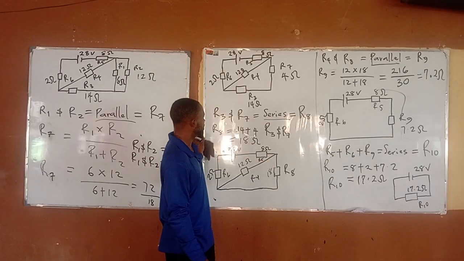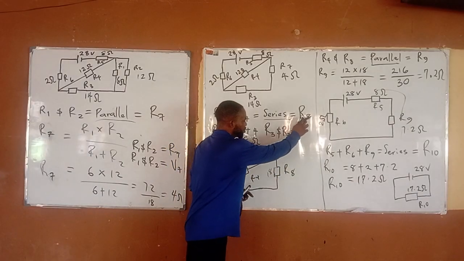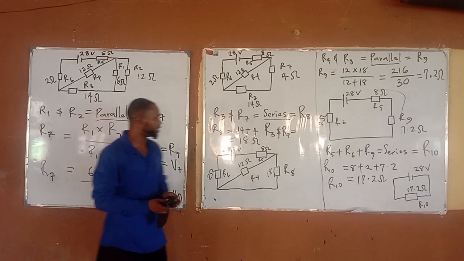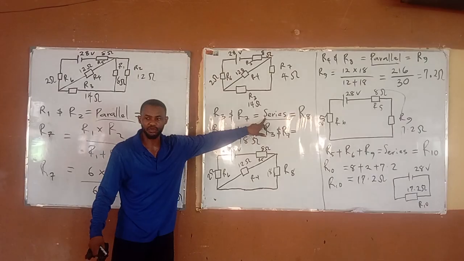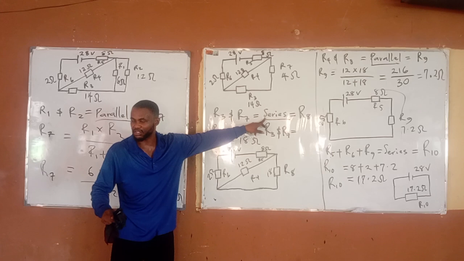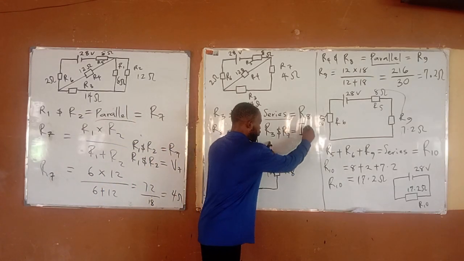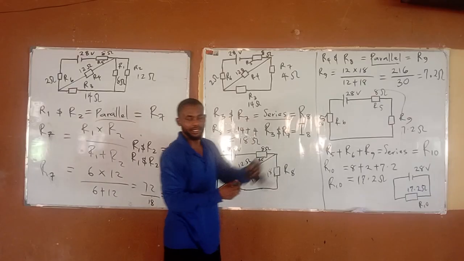It never fails. R3 and R7 is equal to R8. But notice something. Because they are in series, when something is in series, which one is the same, the current or the voltage? Current. That means these two will give you the current of the resistance 8.